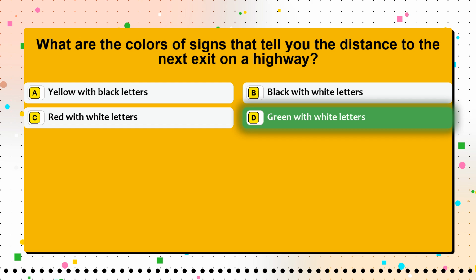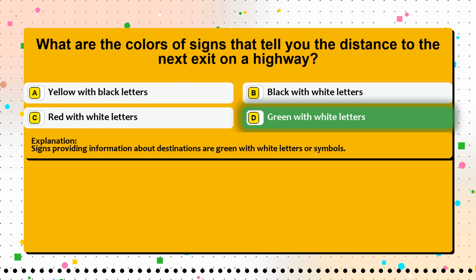The correct answer is option D, green with white letters. Signs providing information about destinations are green with white letters or symbols.